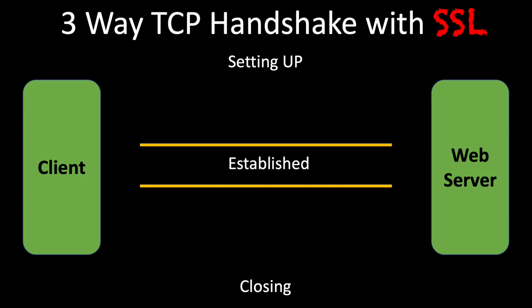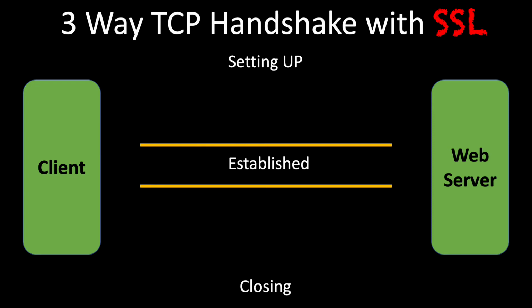Now, there are actually three main phases to the TCP connection. There's the initial setting up of the connection. Then there's the established part, which is where the data goes back and forth. And then there's the closing of the connection. So let's look at this.